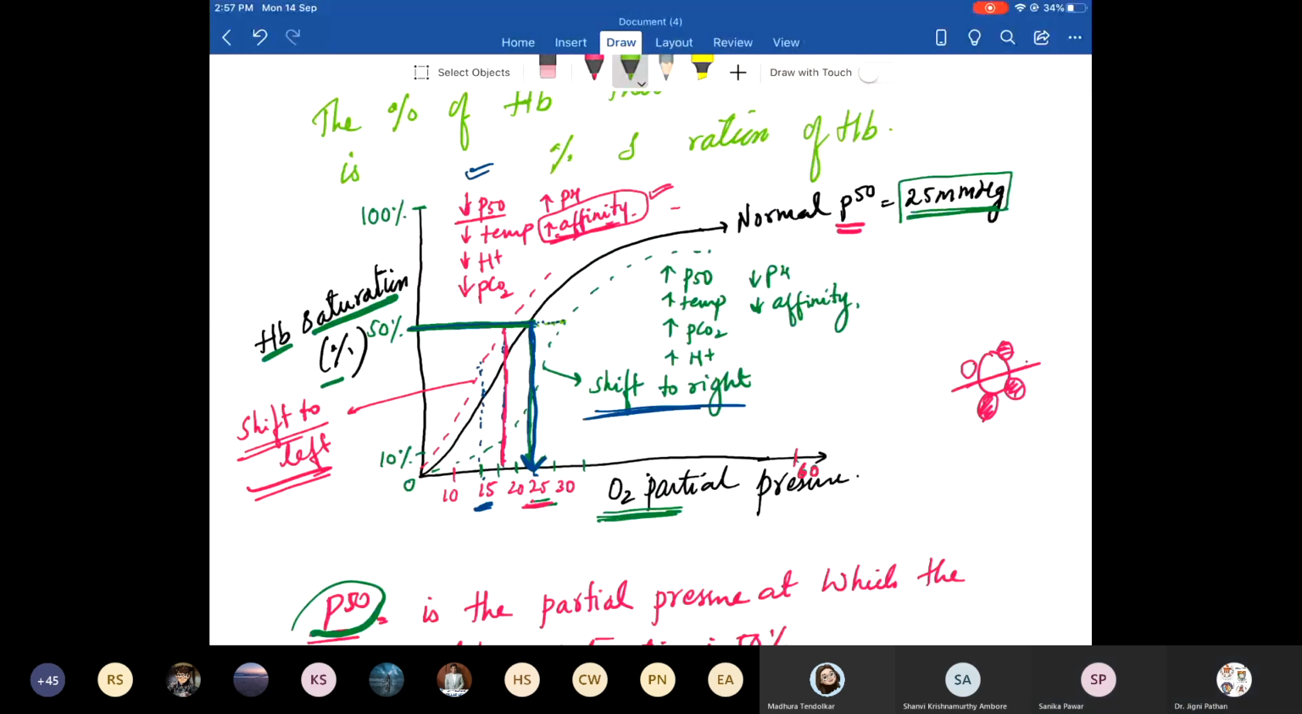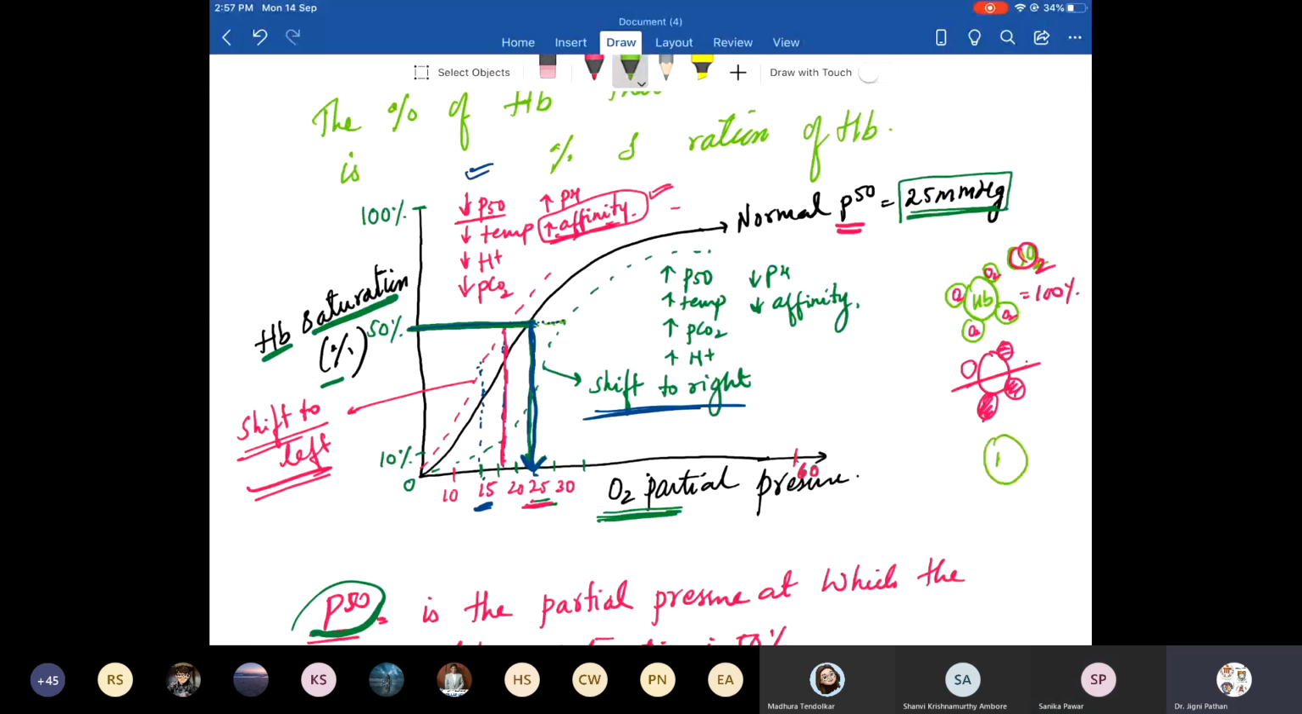See, affinity means what? Hemoglobin's attraction towards the oxygen molecule. Now how many parts does hemoglobin have? It can bind 4 molecules, right? It can bind how many oxygen molecules? 4 oxygen molecules, right? Now one oxygen molecule bound, one bound, and one bound, one bound. This means it is 100% saturated. Do you agree with me?